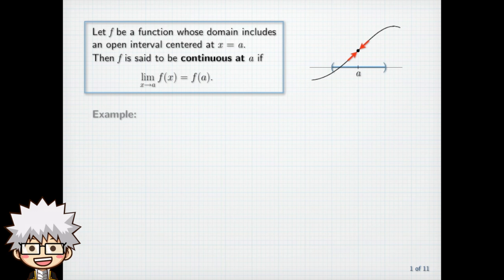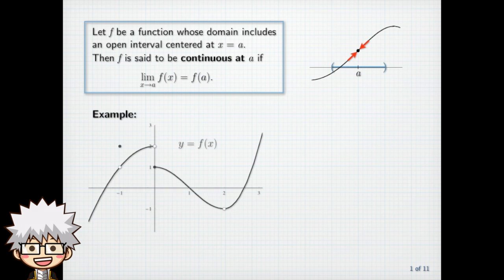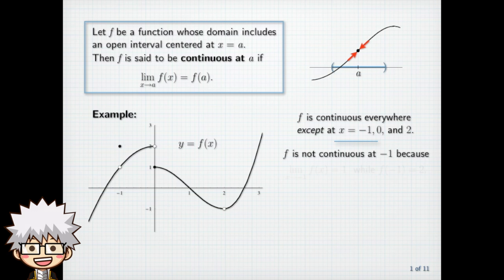Example. Suppose we have the function f, whose graph is shown here. We'll observe that f is continuous everywhere except at x equals minus 1, 0, and 2. F is not continuous at minus 1 because the limit as x approaches minus 1 is equal to 1, while the value of the function at minus 1 is equal to 2.